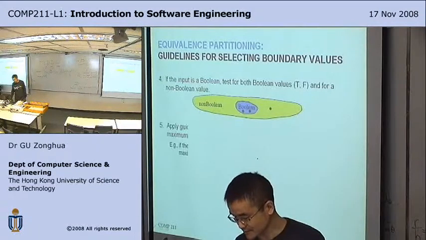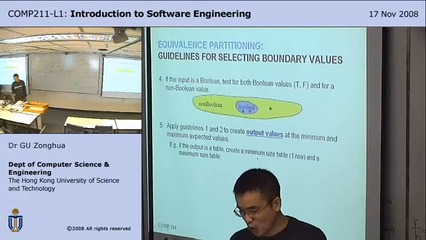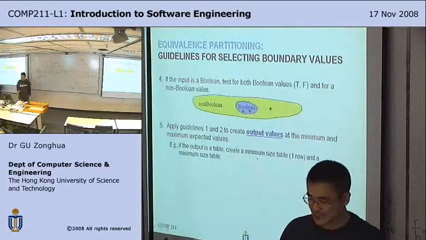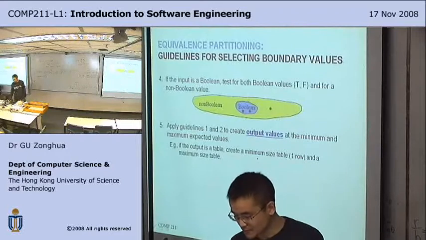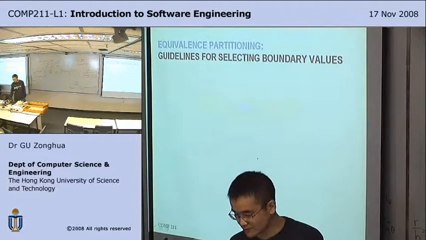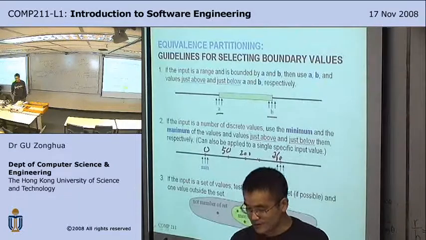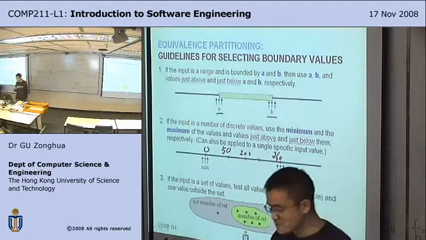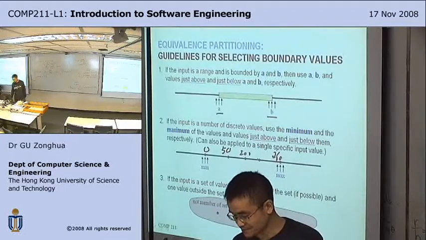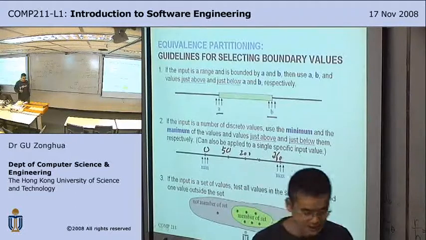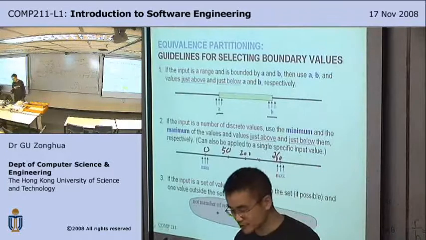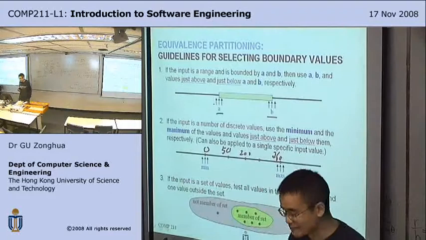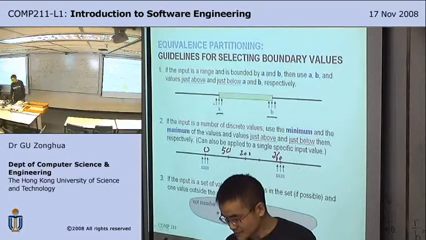And apply guidelines 1 and 2 to create output values at the minimum and maximum expected values. So guidelines 1 and 2, that is, input is a range or a set of discrete values. Substitute the word input for output. And then try to design inputs to force your outputs to be at either just above or just below the minimum and the maximum ranges.